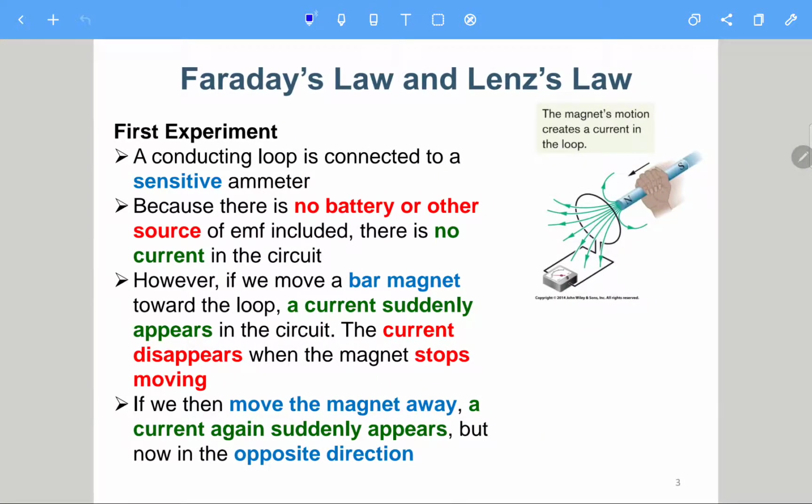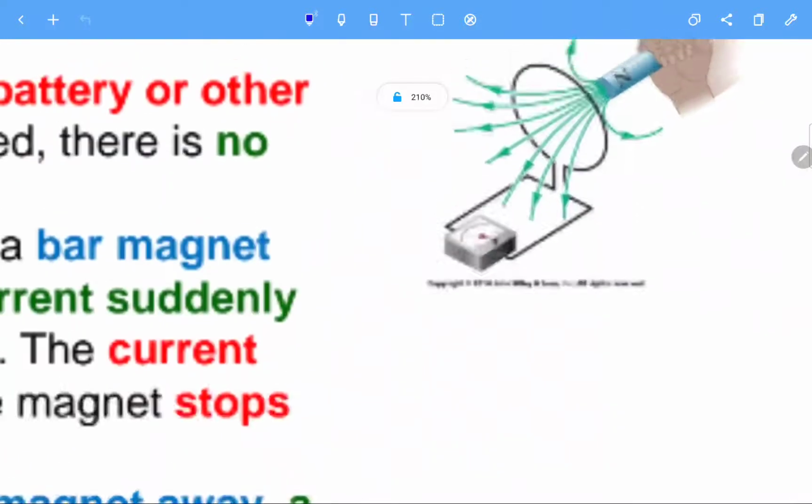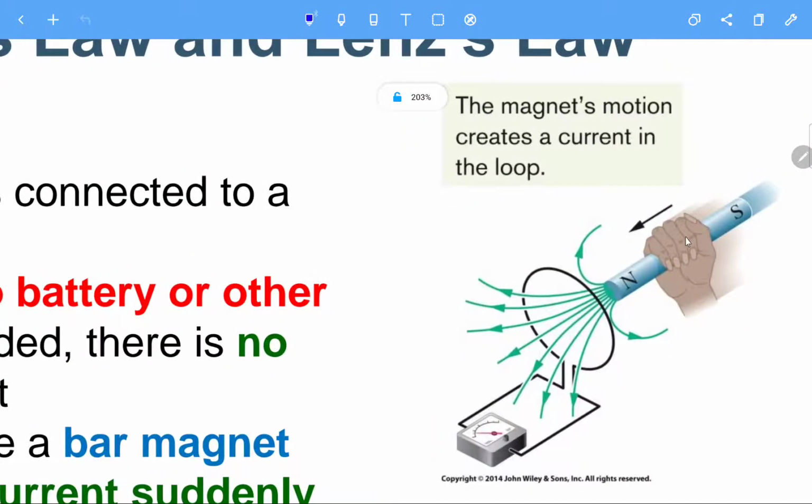So here we will talk about Faraday's law and Lenz's law. This is the first experiment. As you can see here, this one holds a magnetic bar, and this is a coil, and this is just an ammeter, which is just to measure how much current is going through this loop.